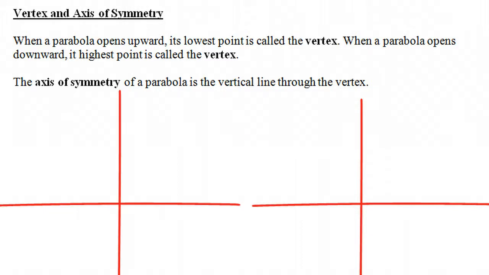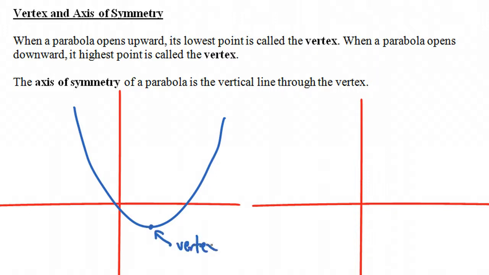In this video, we're going to talk about the vertex and axis of symmetry of a parabola. When a parabola opens upward, its lowest point is called the vertex. So if you have a parabola that looks like this, it opens upward, this bottom point down here, the lowest point on the whole graph, that's called the vertex.